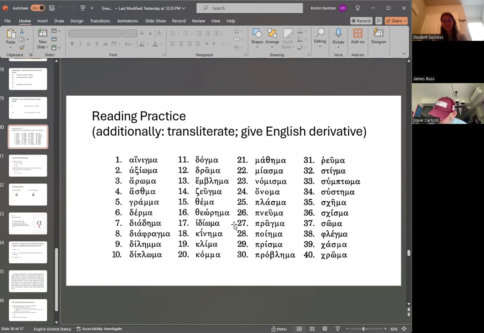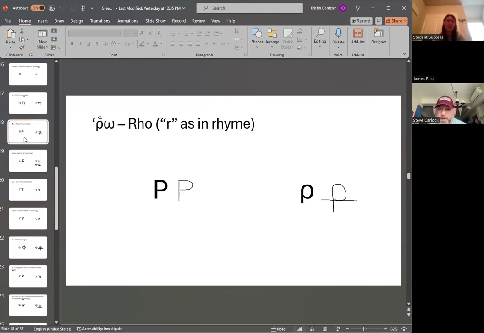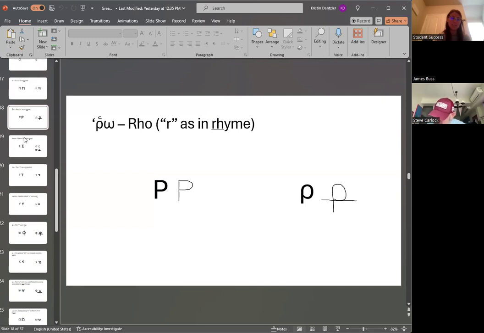Pragma. Yes, very good. It would be more like an R sound, because I was trying to pronounce the rho. Yes. A rho is an R sound. It's just kind of to throw us back here. It looks like our P in every sense.